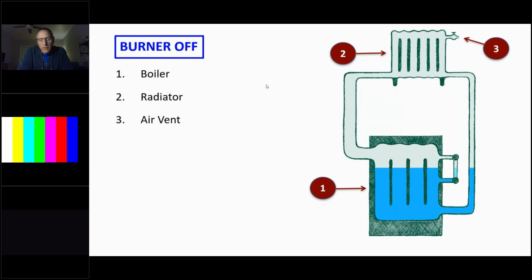Steam will not enter with air present because steam is lighter than air. So you need to have a vent that's working in order to allow the air to escape and allow the steam to come in. And then we have to get water back, which means we have to have unobstructed return lines.